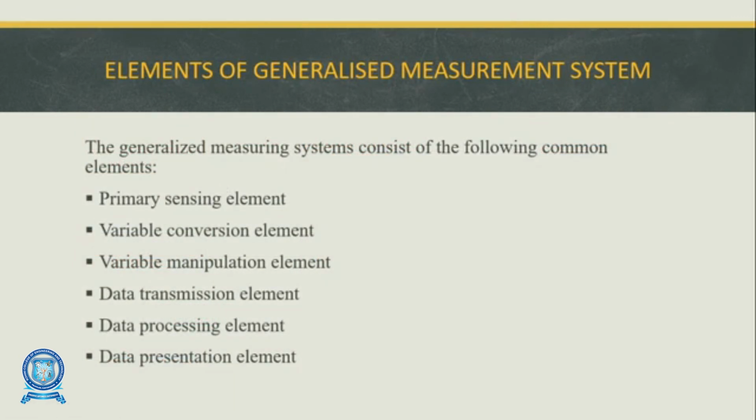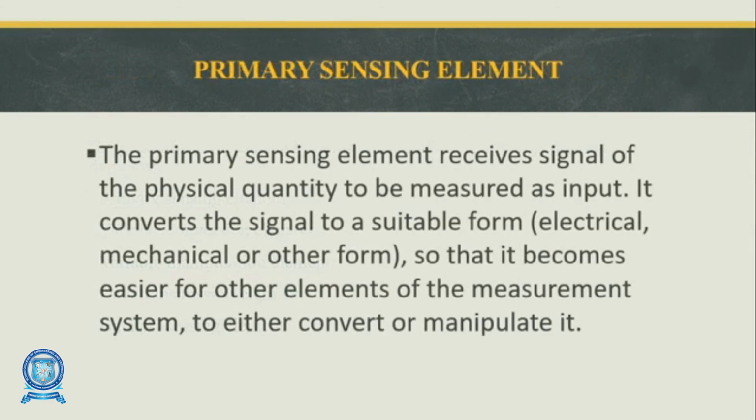Okay, let's see. A generalized measurement system consists of the following common elements: primary sensing element, variable conversion element, variable manipulation element, data transmission element, data processing element, and data presentation element. What is my primary sensing element? It receives the signal of the quantity to be measured as input and converts it into a suitable form. It may be electrical, mechanical, or any other form, as already said.